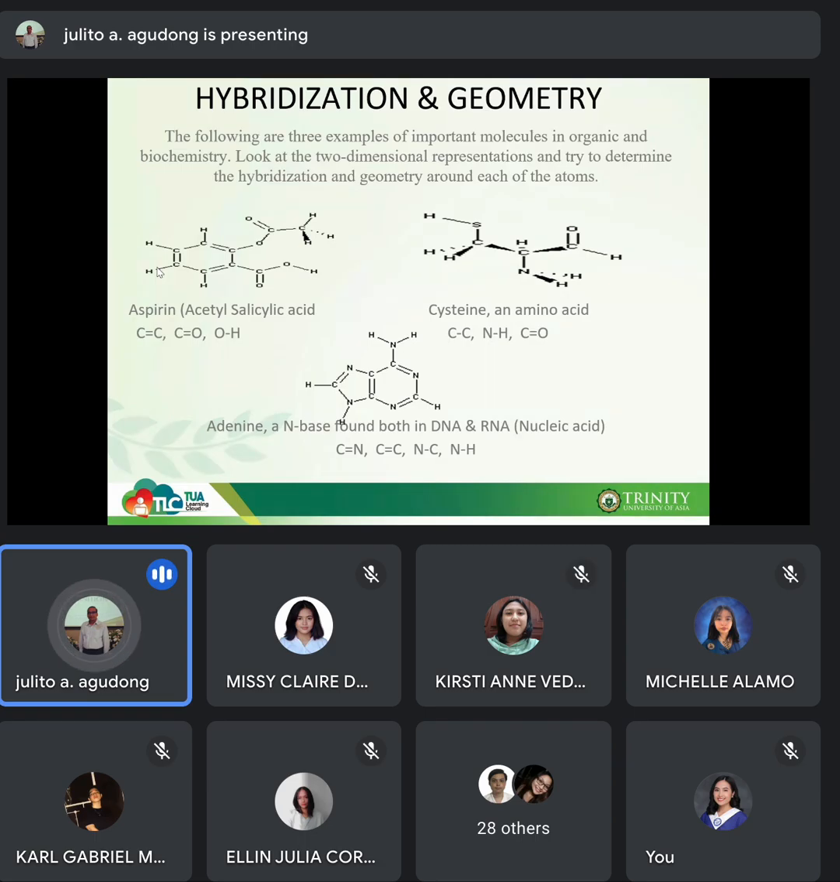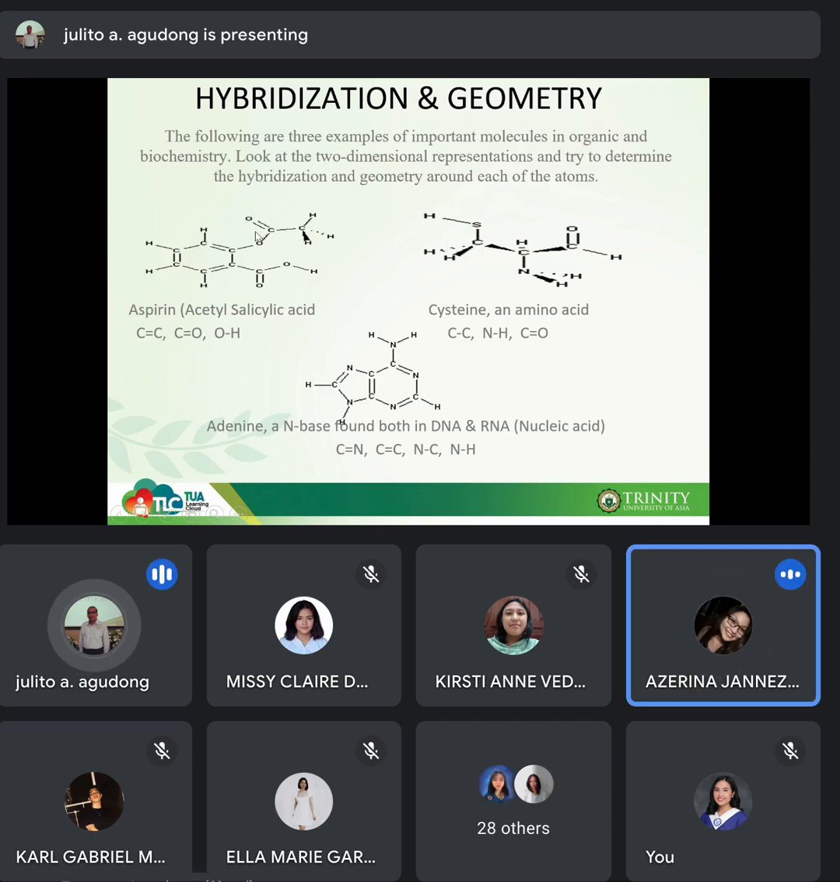Very good. What about the carbonyl? Carbonyl group, C double bond O. What is the hybrid of this carbon? sp, sp2, or sp3? Double bonded carbon is sp2. What is the shape? Trigonal planar. Yes, trigonal planar. The hydroxyl group, OH.